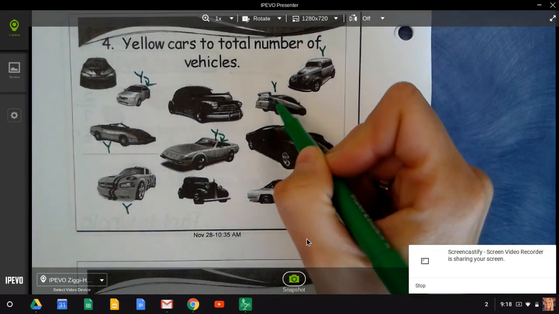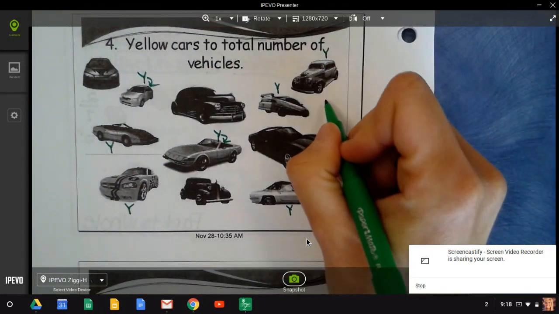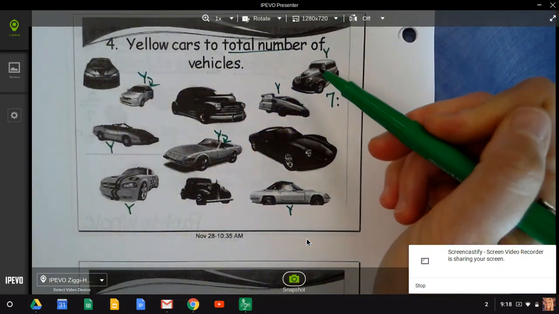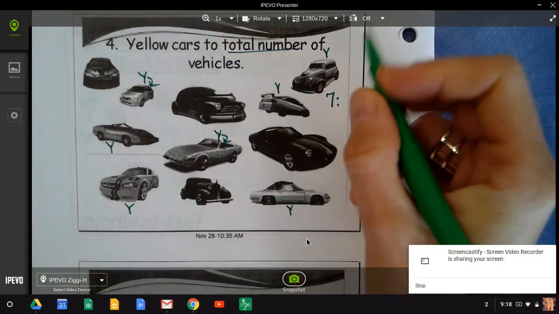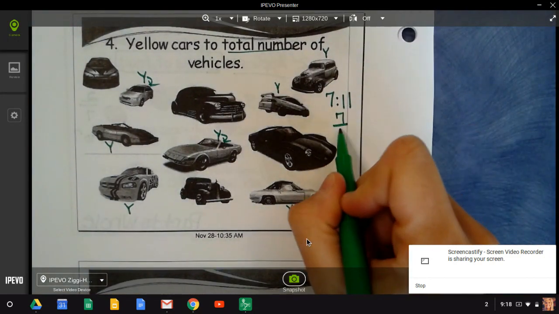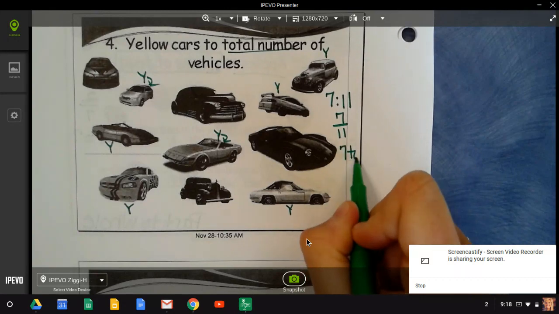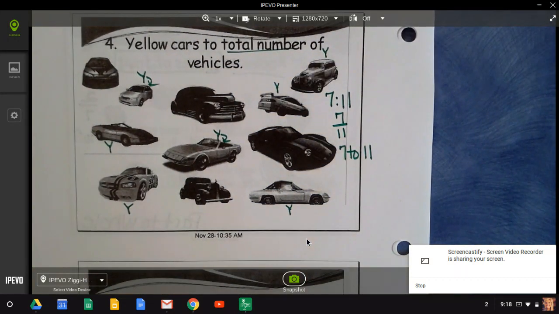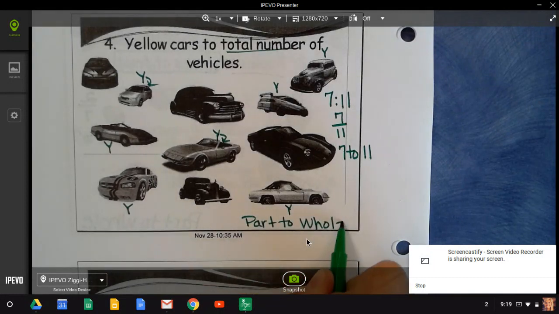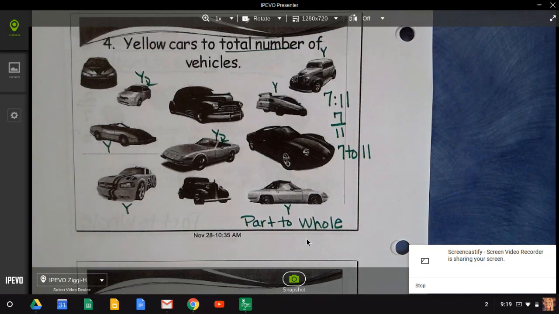Okay, so you should have had 1, 2, 3, 4, 5, 6, 7 yellow vehicles to the total number of vehicles. So that means 7 plus whatever's left over, which is 4, that's 11. So you should have 7 to 11. Then you should have written it 3 ways. And you should have lastly told me whether it was a part-to-part or part-to-whole comparison, which in this case, it is a part-to-whole because you are comparing the yellow to all of the vehicles. So I hope you understand that part of it.